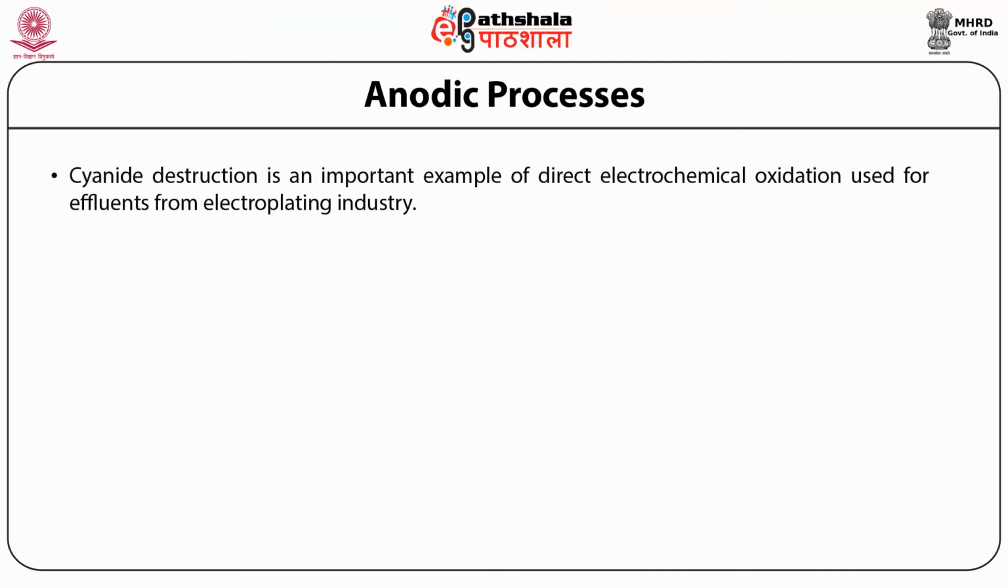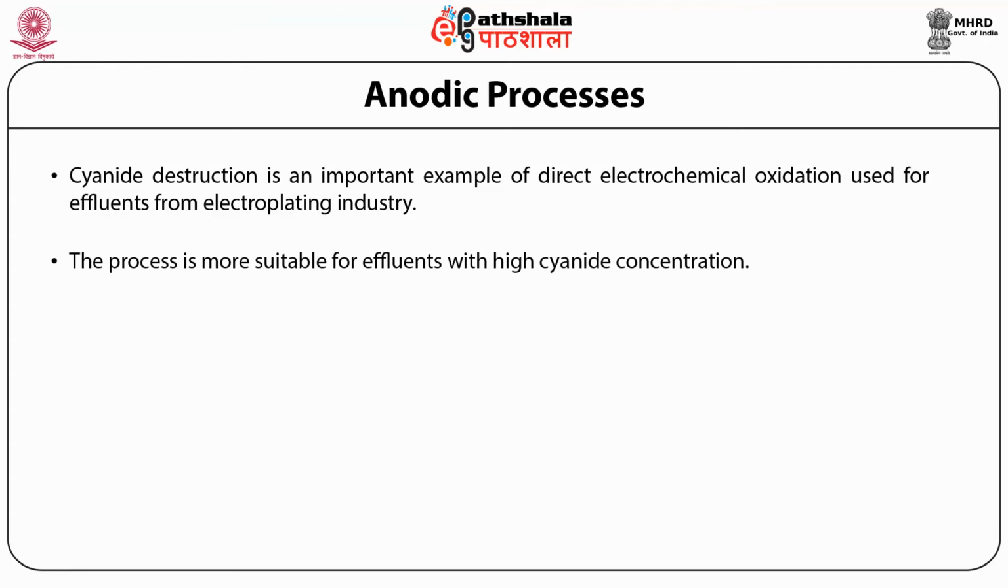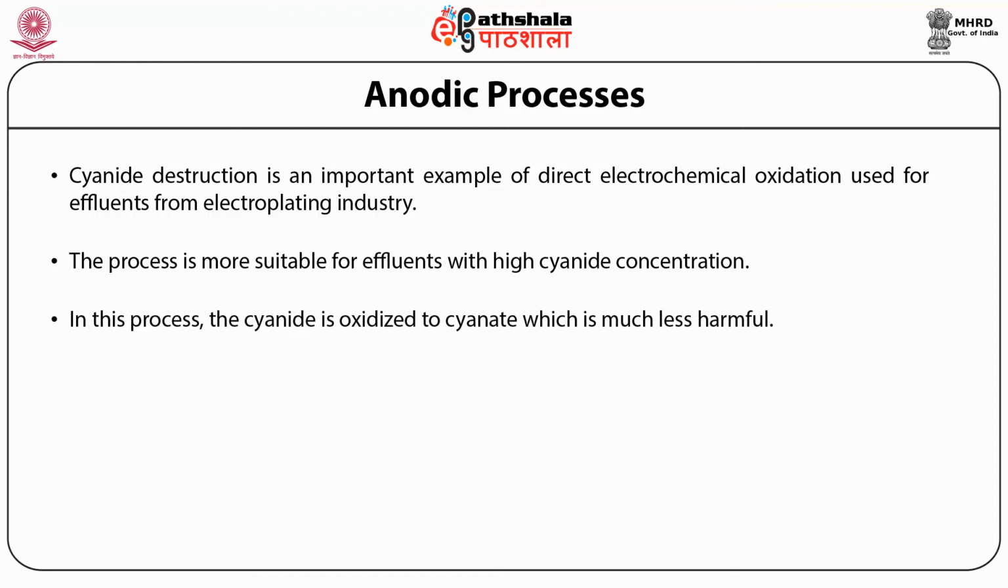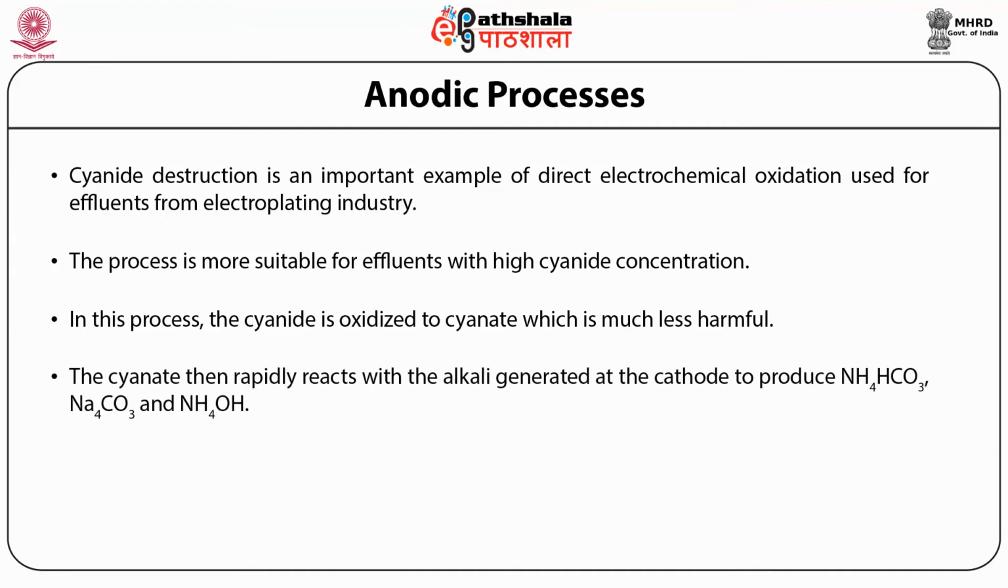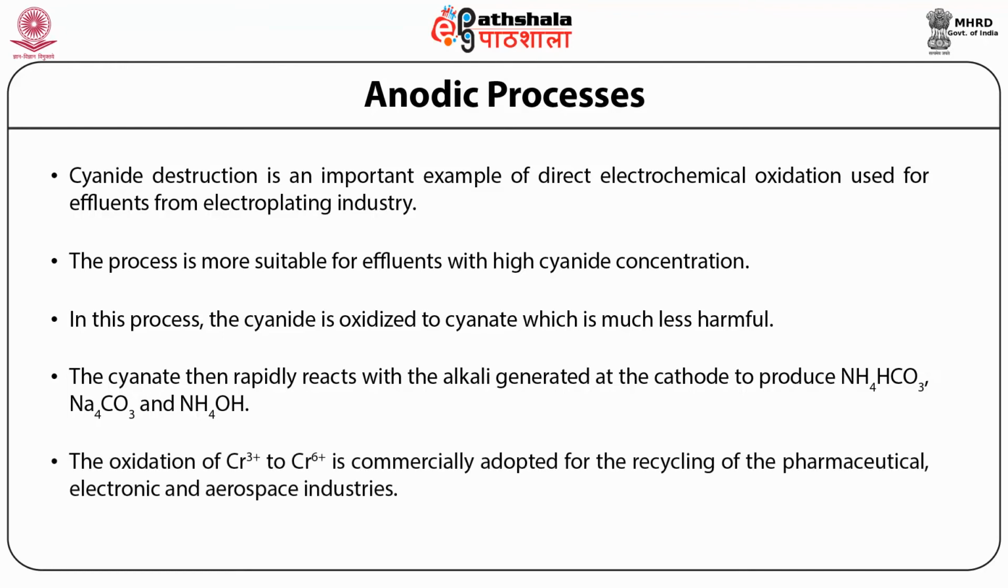Cyanide destruction is an important example of direct electrochemical oxidation used for effluents from the electroplating industry. The process is more suitable for effluents with high cyanide concentration. In this process, the cyanide is oxidized to cyanate, which is much less harmful. The cyanate then rapidly reacts with the alkali generated at the cathode to produce ammonium bicarbonate, sodium carbonate, and ammonium hydroxide. The oxidation of chromium 3+ ion to chromium 6+ ion, that is trivalent chromium to hexavalent chromium, is commercially adopted for recycling in the pharmaceutical, electronic and aerospace industries.